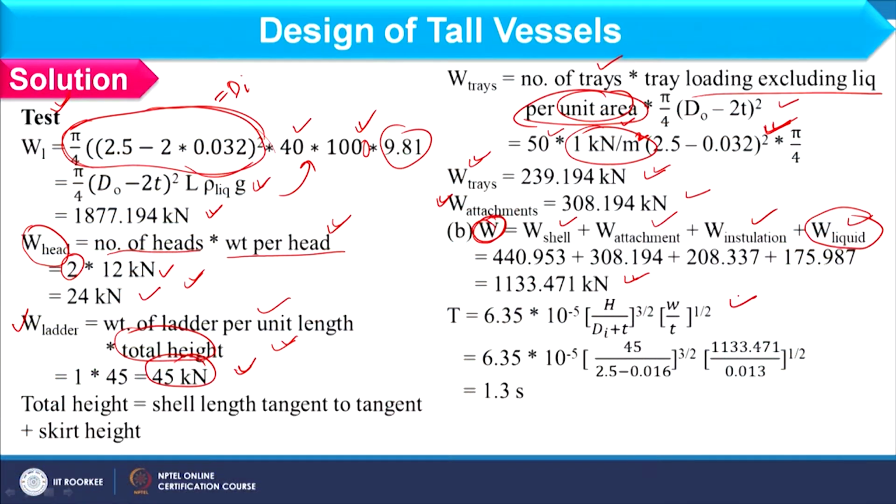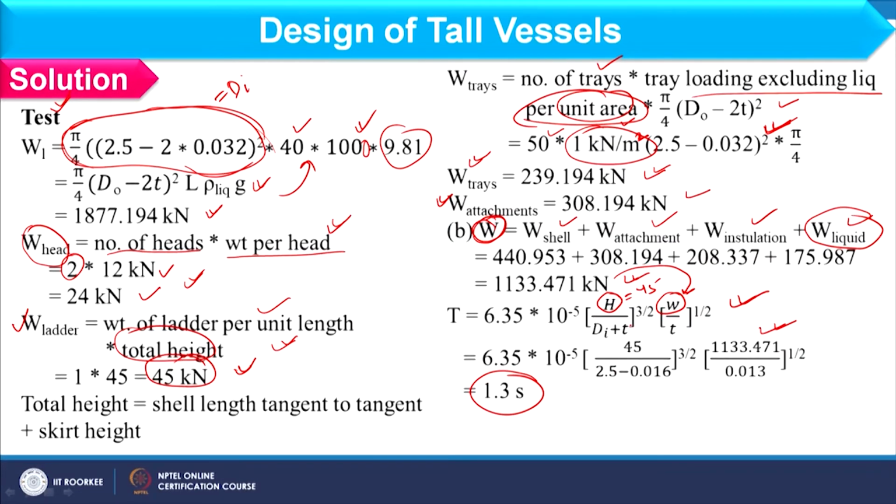And this is required to find out the period of vibration, which we can calculate using this expression. Here, h is the total height of the column from foundation, so that should be equal to 45, and this weight is the total weight, right. Considering this, we can find out the period of vibration, which comes out as 1.3 second.